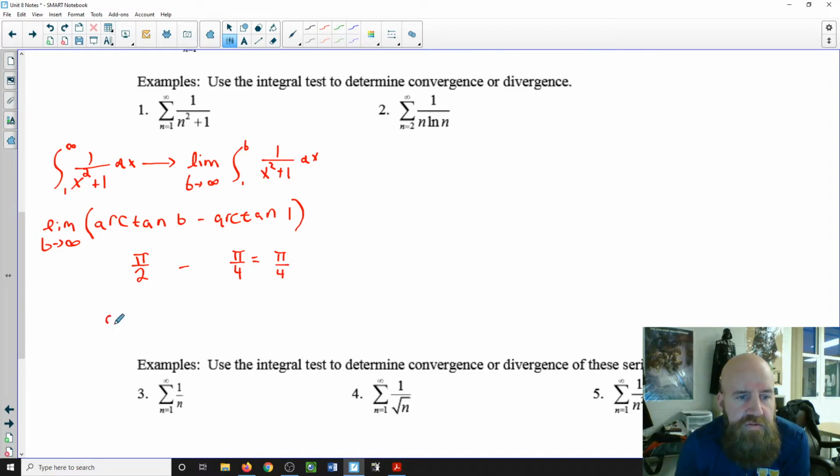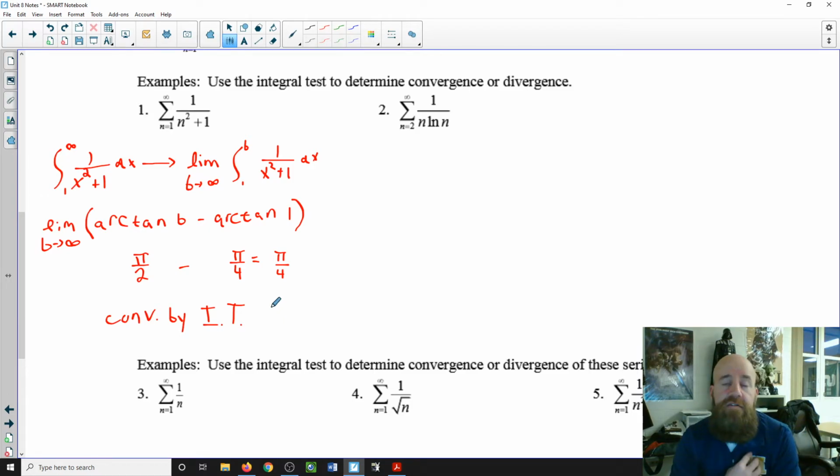and we can say that it converges because we get a finite value. So it converges, and we are using the integral test. Converges by integral test. Okay? So it's that simple. So if we get a finite answer, we can say that the series converges. If it's some other value like does not exist or infinity or something like that, we can say it diverges.